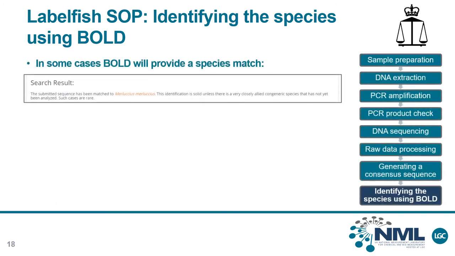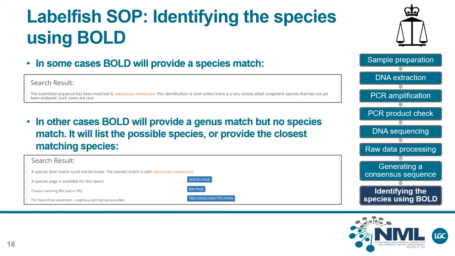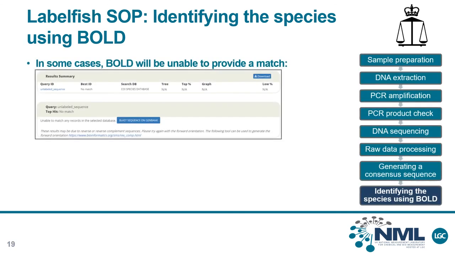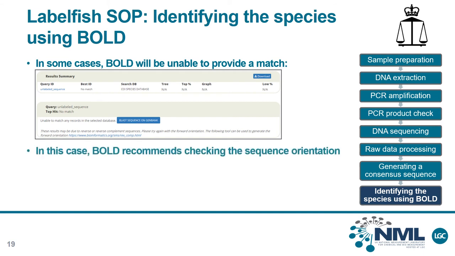Ideally, BOLD will be able to provide a species match. In some cases, however, BOLD will be unable to provide a species match, but may identify the genus. In this case, BOLD will list the possible species or provide the closest species match. In some cases, BOLD will be unable to provide a match at all. The recommendation from BOLD is to check the sequence orientation.